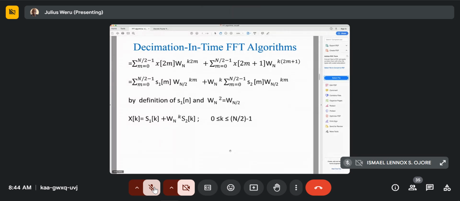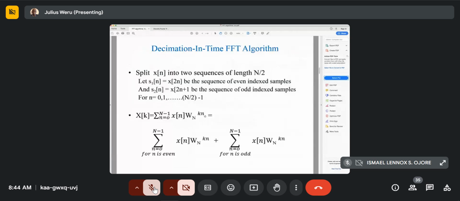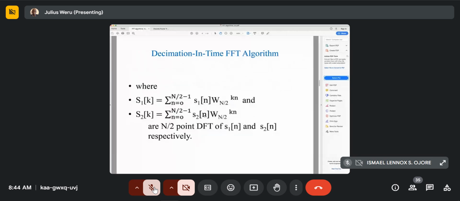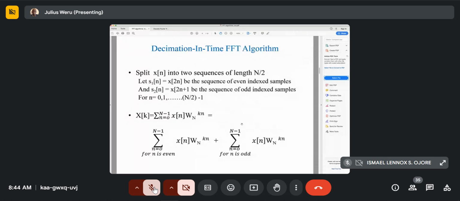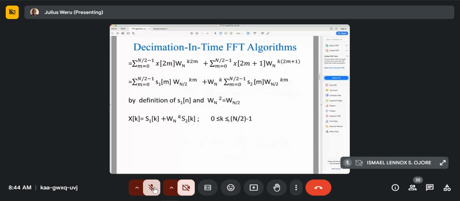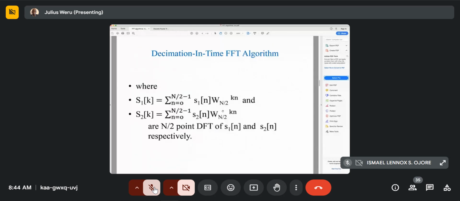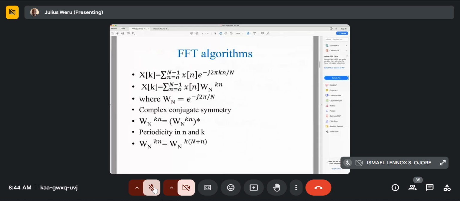I'm so sorry. This PDF, I can't write on it, and normally the easiest way to explain is when you are writing. But let's hope that we'll be able to. Let me just go back. Where were we? I think we were, oh, here. This is Wn.